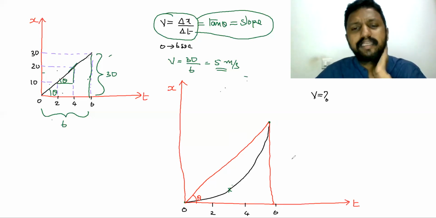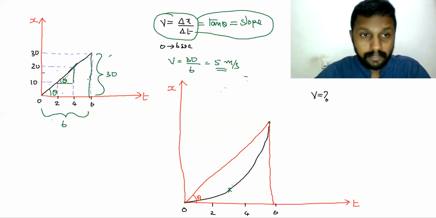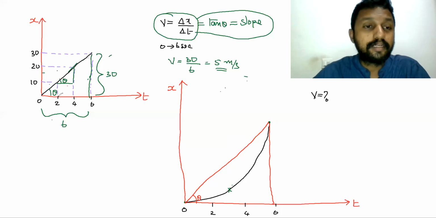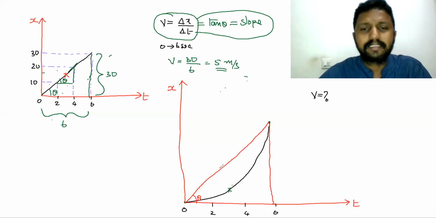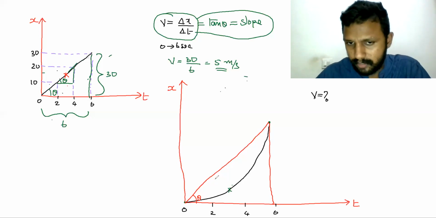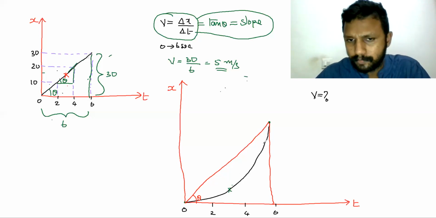Is that velocity exactly equal to the velocity at this point? The answer is no. But in this situation, if you take the tan theta value of this largest triangle, that value is 5 meter per second, meaning the velocity at this particular instant should also be 5 meter per second. But this is not the case in this particular graph. Why? It's because this is not a straight line. This displacement time graph is not a straight line, it's a curve.